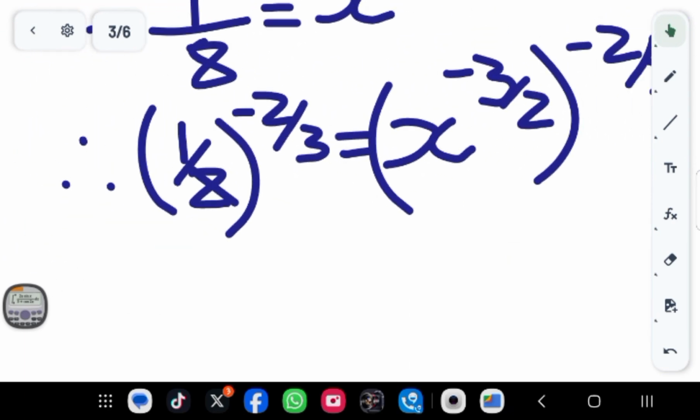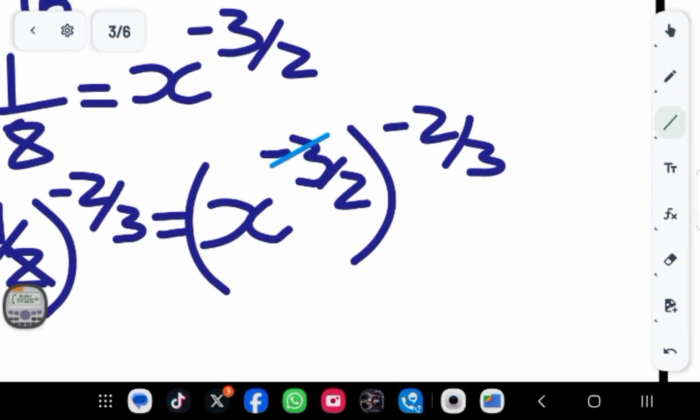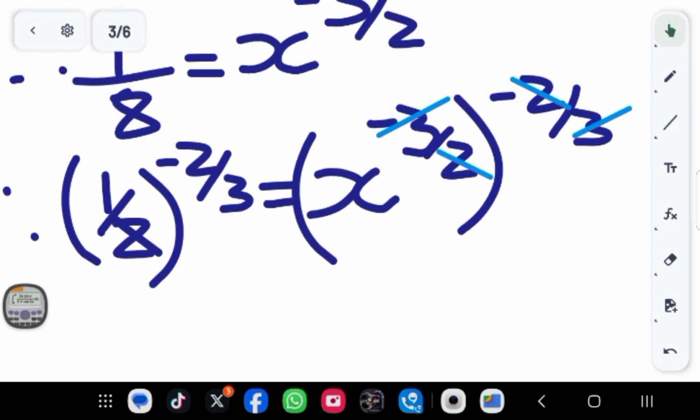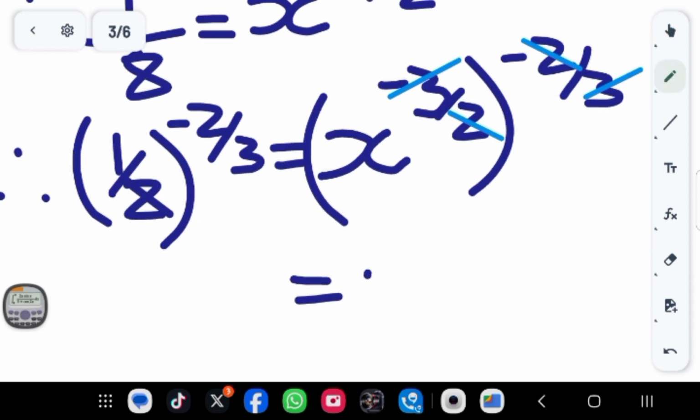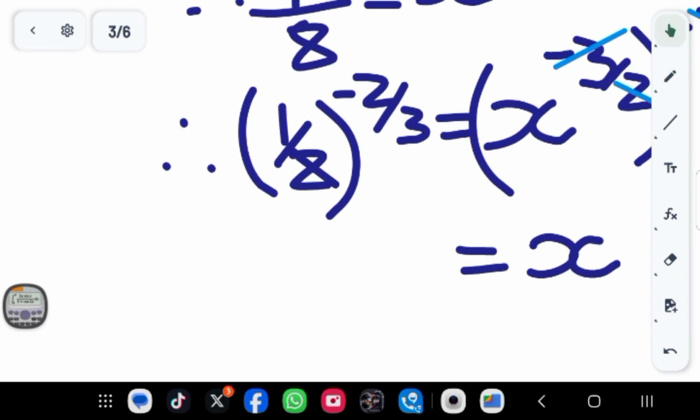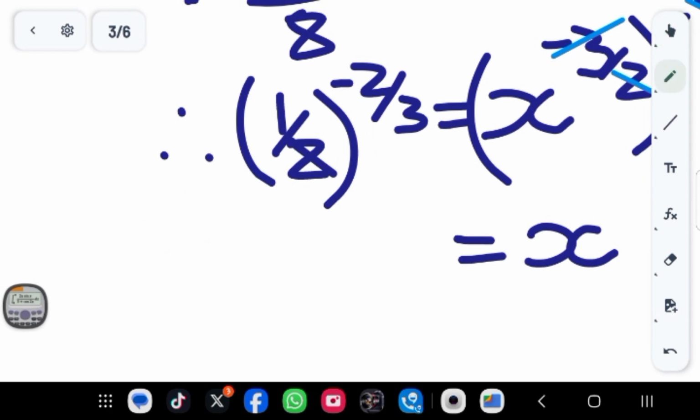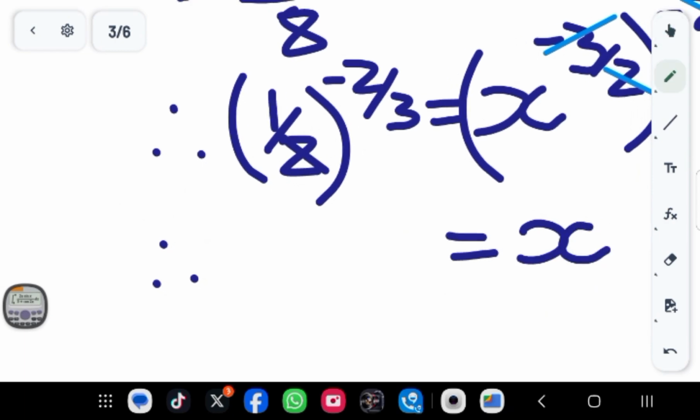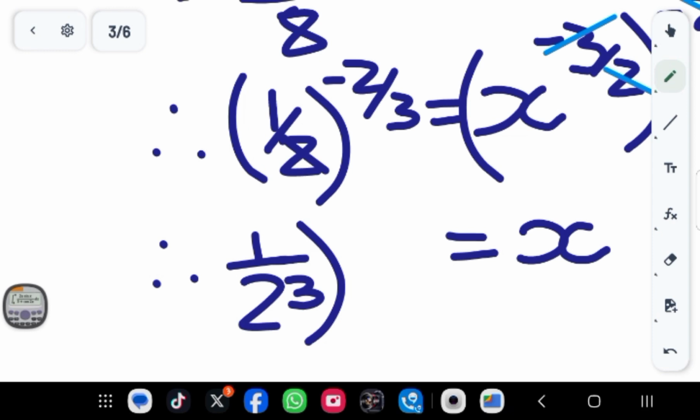Alright, so that leaves us with, notice that over here the 3's cancel out, the 2's cancel out, and the negatives multiply out to a positive. So that leaves us with x to the power of 1, which is just x. Now that leaves us also with 1 over 8 to the power of negative 2 over 3. But remember that 1 over 8 can also be written as 1 over 2 to the power of 3, leaving us with this answer.